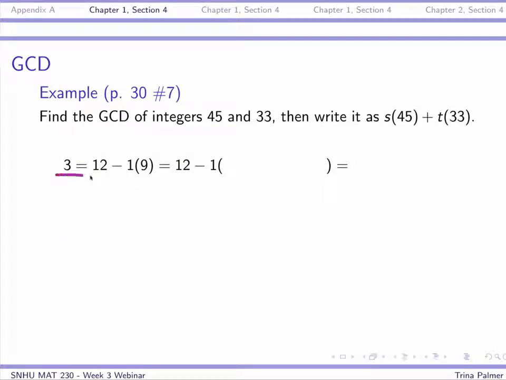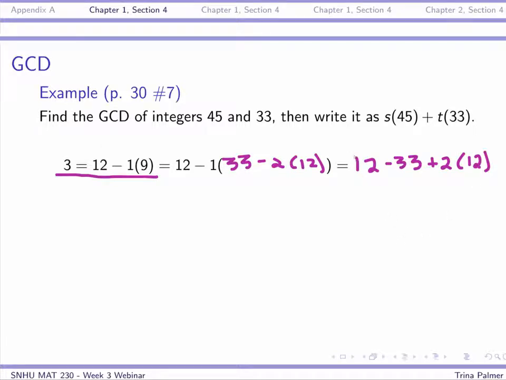Alright, so this was 3 equals 12 minus 1 times 9. I'm going to replace that 9 with the 33. So take out the 9 and put in the 33 minus 2 times 12. And now I'm going to just do some algebra. I say just, but this is where it often gets confusing for people. So you have 12. I'm going to distribute my negative. I have minus 33 plus 2 times 12.